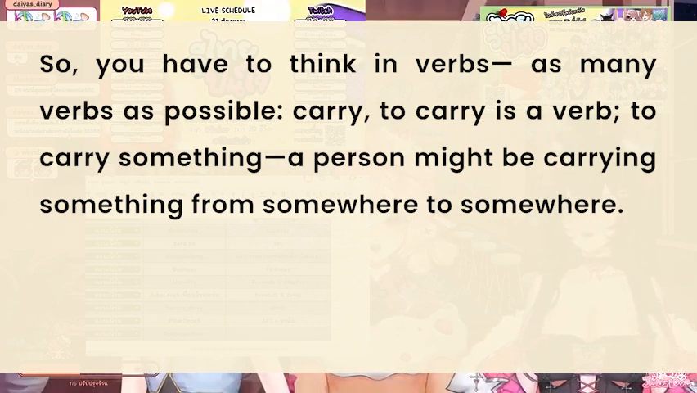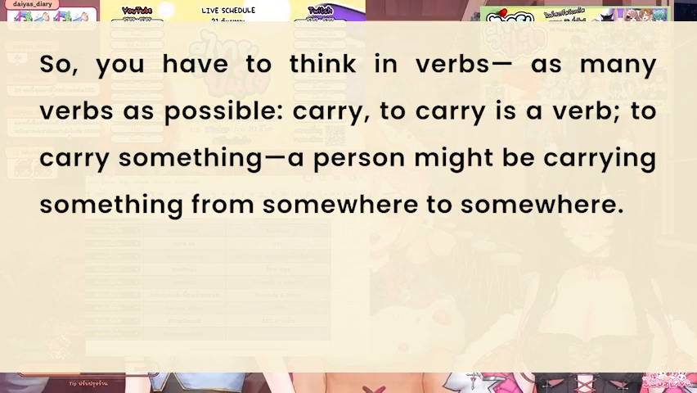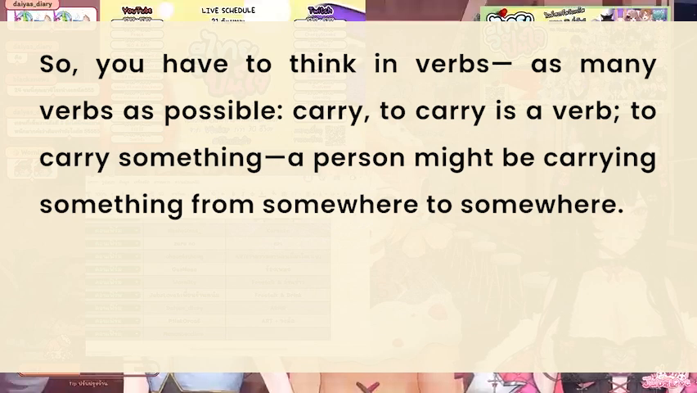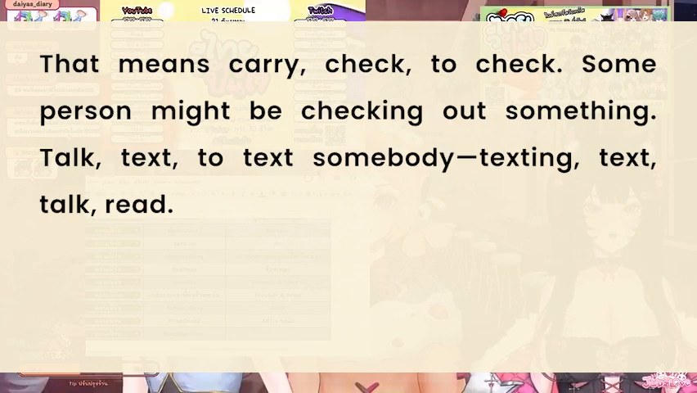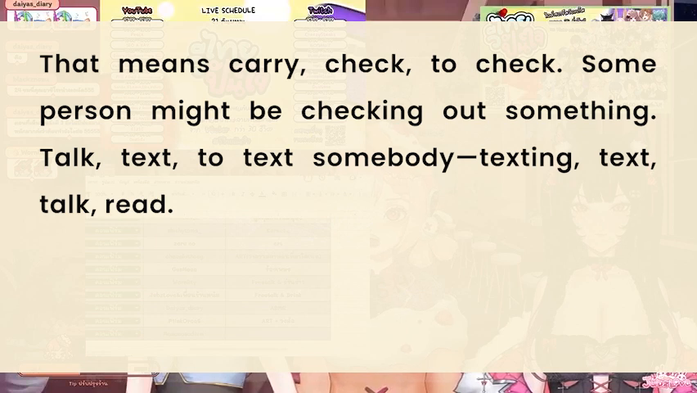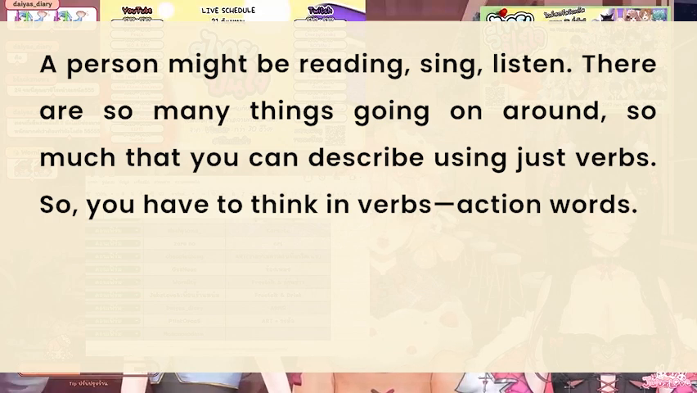Carry. To carry is a verb. A person might be carrying something from somewhere to somewhere. Check, to check. Some person might be checking out something. Talk, text, to text somebody. Texting. Talk, read. A person might be reading, singing, listening.